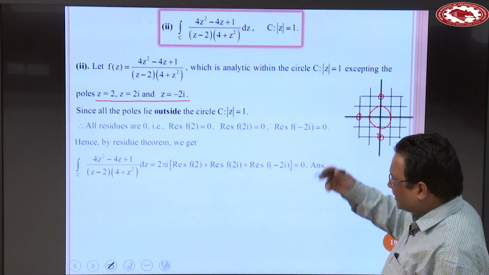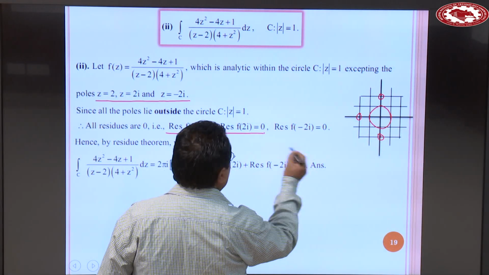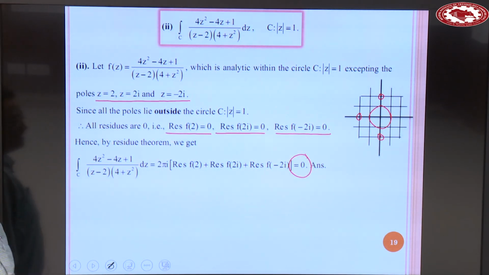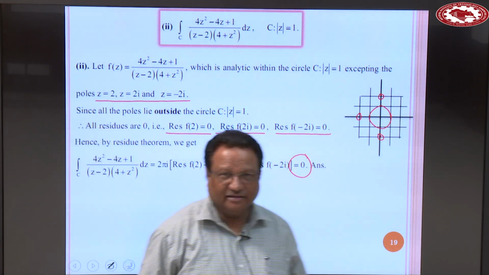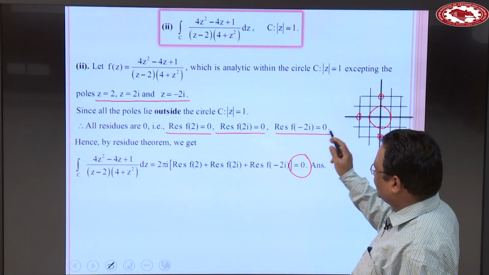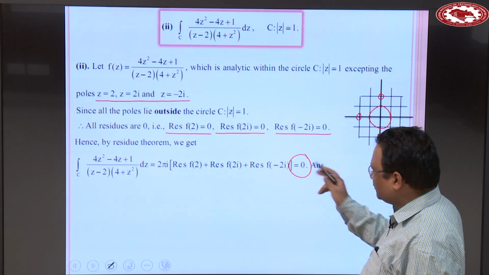So by residue theorem, okay, residue at this point is 0, residue at this point is 0, residue at this point is 0. So by residue theorem this result is 0. Very simple. Clear? Residue at this point 0, residue at this point 0. So use residue theorem, 2 pi i into sum of the residues, you will get 0.